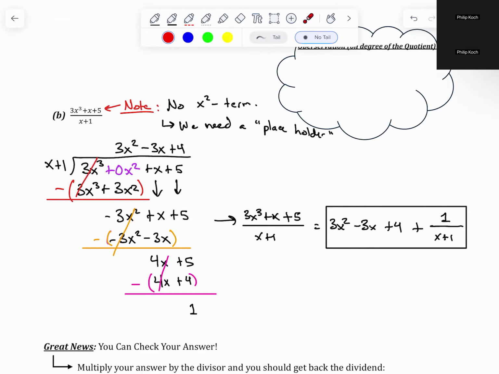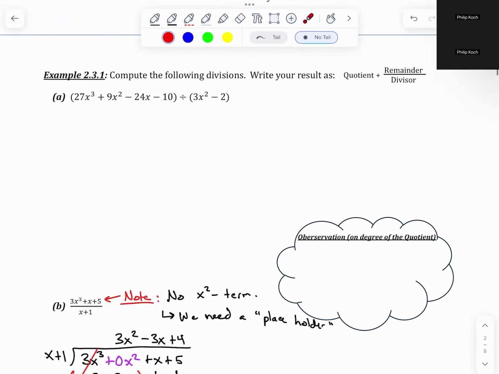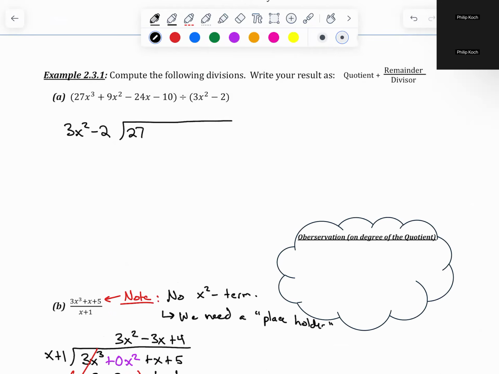All right. Now I'd like you guys to do part A yourselves. I'll set it up for you, and then I'm going to pause the recording so that everyone gets a chance to work through it. And I'll slowly fill in details. So it should be 3x squared minus 2 divided into 27x cubed plus 9x squared minus 24x minus 10.